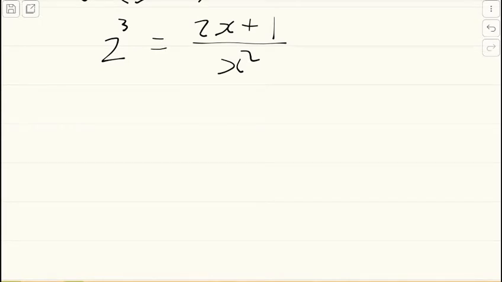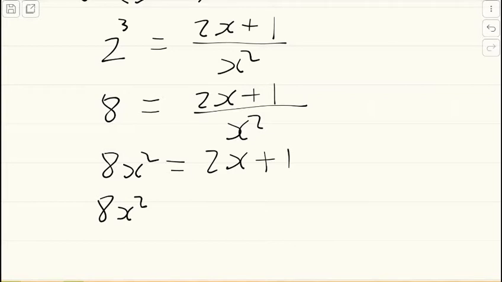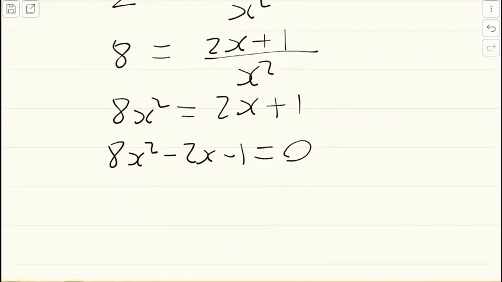From here, I can simplify, so I can say that 2 to the power of 3 is 8. So 8 equals 2x plus 1 over x squared. Multiplying both sides by x squared, I get 8x squared equals 2x plus 1. Again, this is a quadratic, so I'm going to make everything equal to 0. So I get 8x squared minus 2x minus 1, which equals 0. Okay, and we need to solve this.